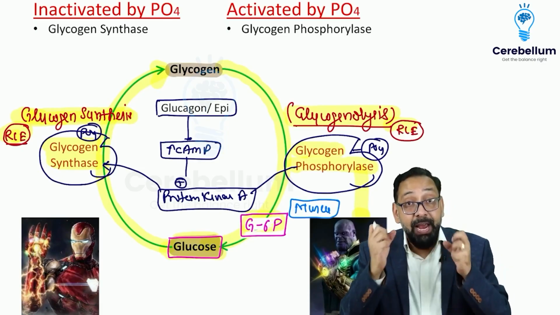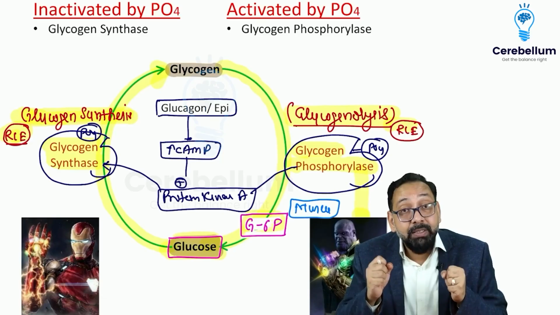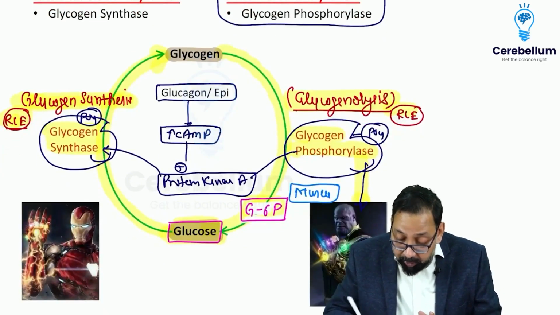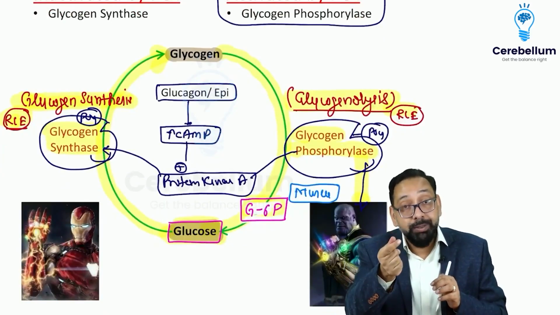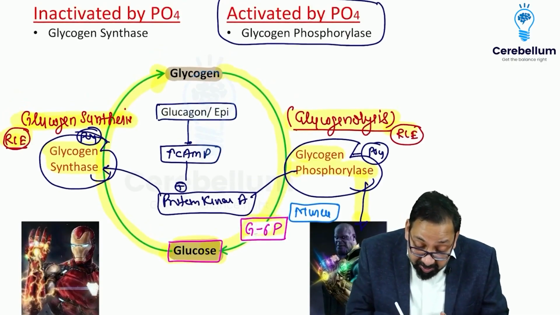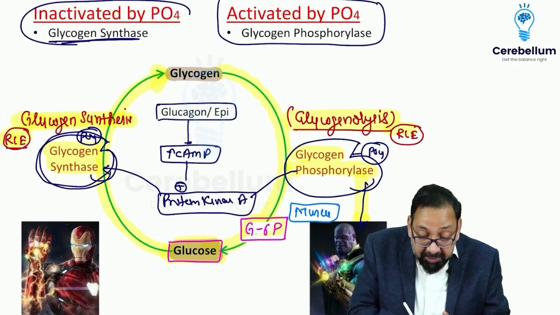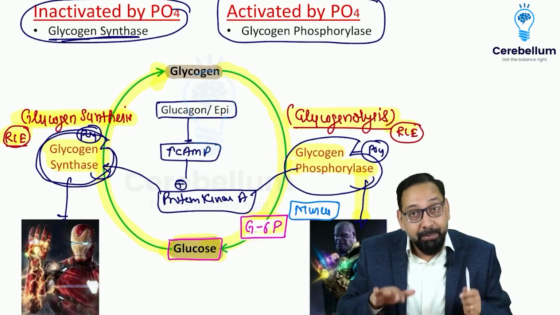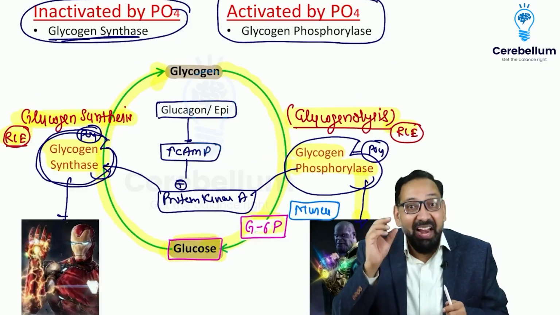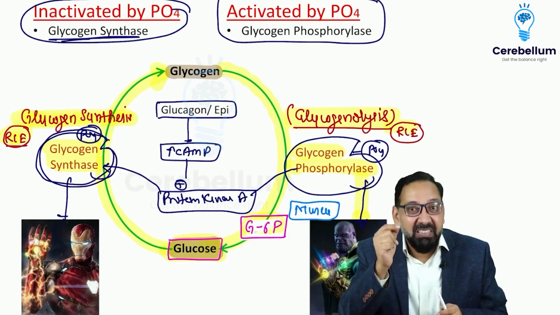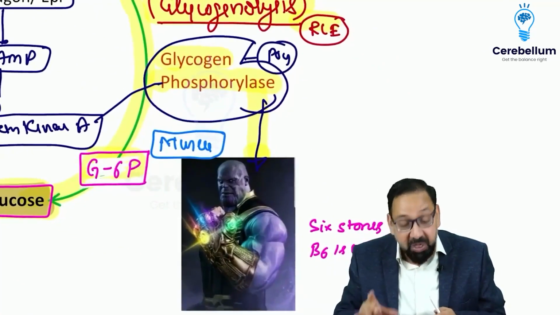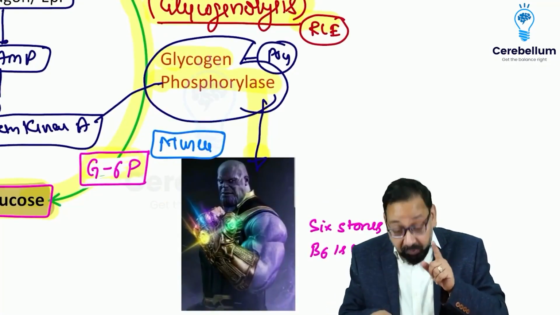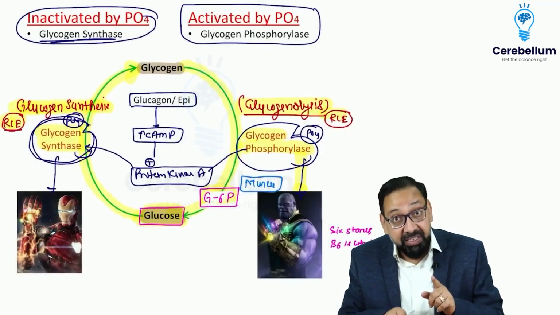Phosphate means energy. Few enzymes are activated by phosphorylation. Glycogen phosphorylase is Thanos and it becomes more powerful, while glycogen synthase is inactivated by phosphorylation. It is Iron Man, who died by high power. So you can remember that Iron Man is glycogen synthase and died due to high energy, inhibited by phosphorylation, while Thanos, glycogen phosphorylase, is activated by phosphorylation. So two opposite pathways are regulated in such a way.